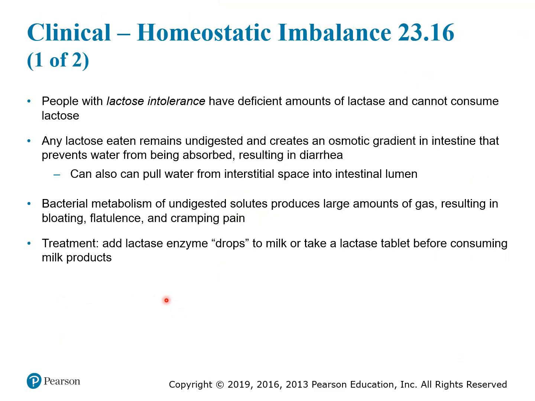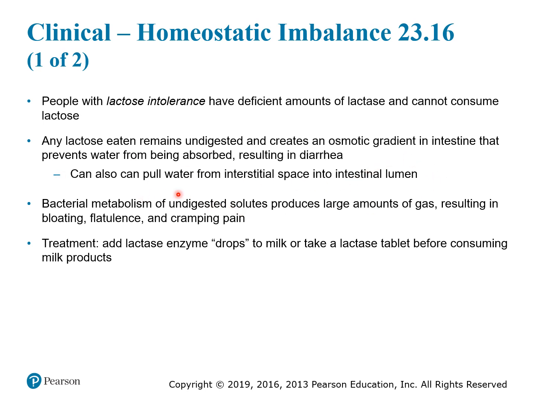Now, what can go wrong? Just like I said, there can be lactose intolerance when certain people are deficient in lactase. They cannot digest lactose. So any lactose eaten remains undigested, and it creates an osmotic gradient. When lactose is present in the lumen and cannot be absorbed, water comes into the lumen, and this results in diarrhea.